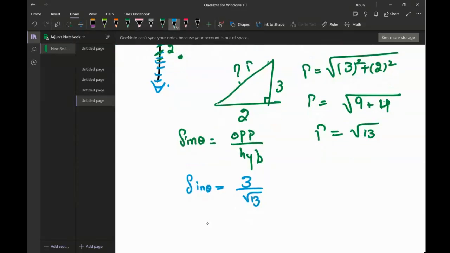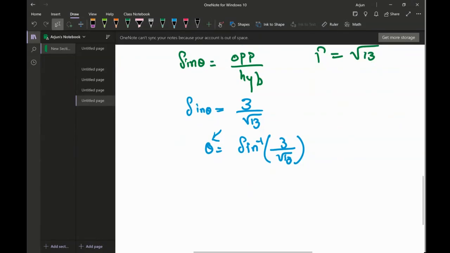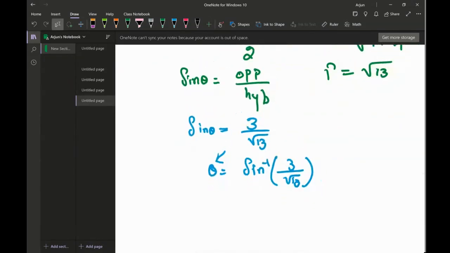And if I were to find out the theta value, theta will be sine inverse of 3 upon square root of 13. That's going to give me the theta angle too. So that's how we can find the value of a trigonometric ratio.